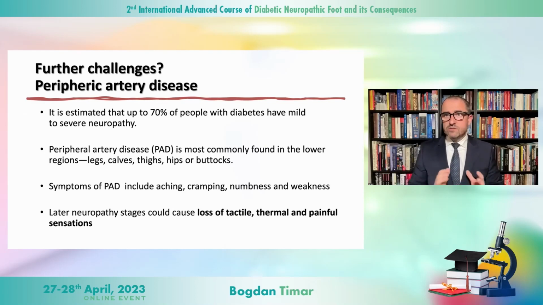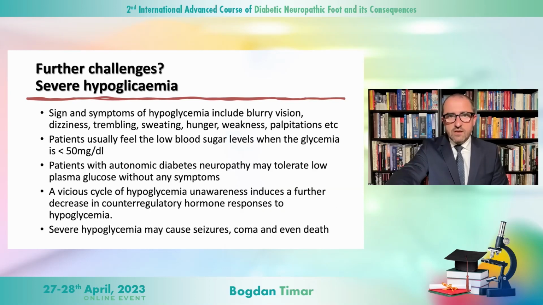We also have a strong association with peripheral artery disease, which in fact acts strongly and synergistically as a predictor for diabetic foot, as well as ulcers and complications, as well as amputations in this kind of person.